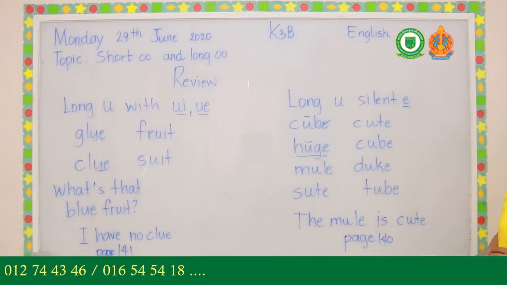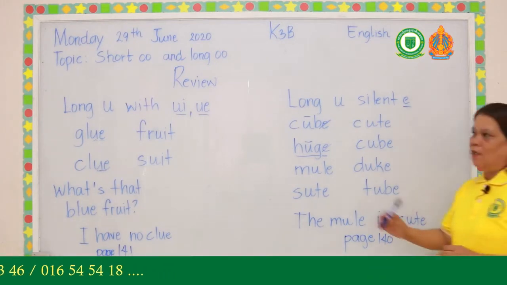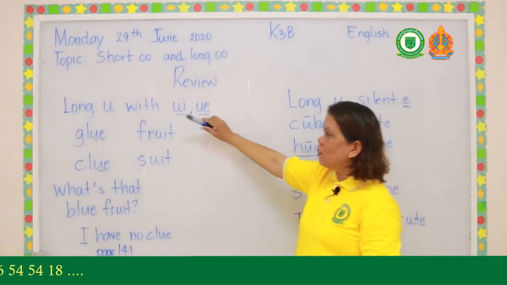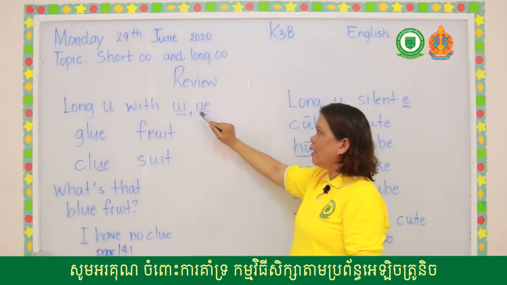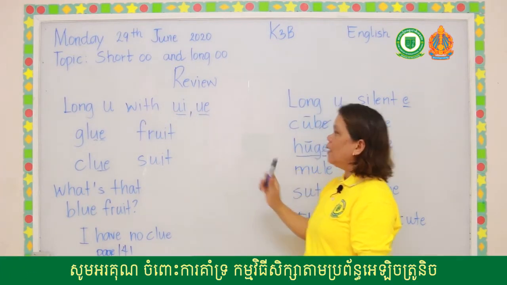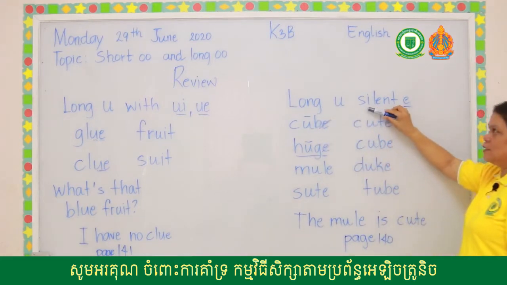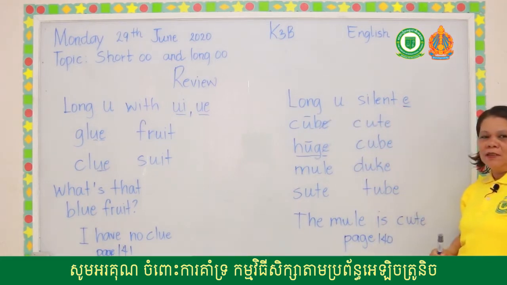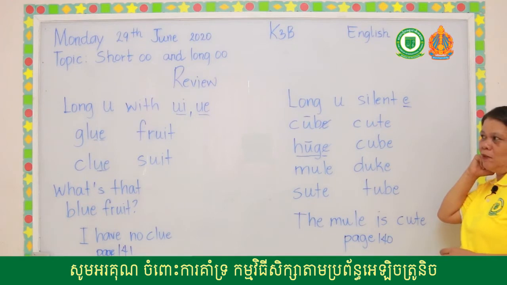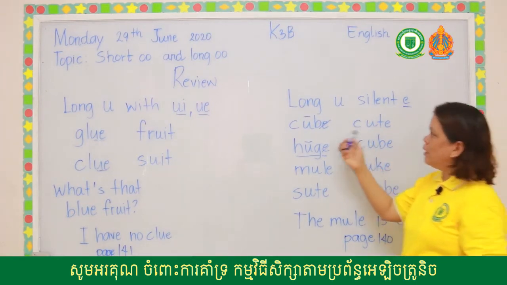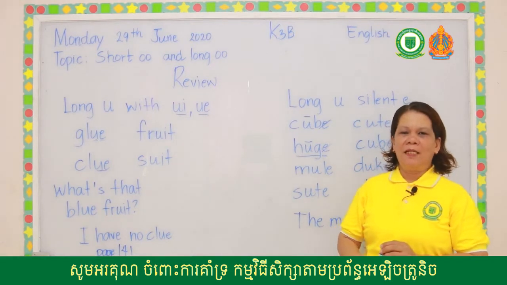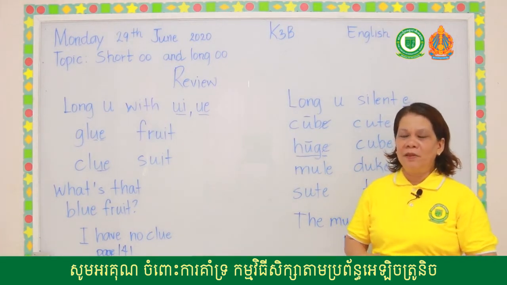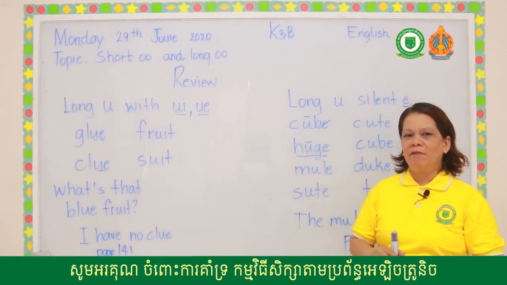I want you to read this. The long U with UE and UI, and long U with silent E. You can see the difference between the three long U. I want to listen to your reading, so use the voice message. I'll be right back after a few minutes.